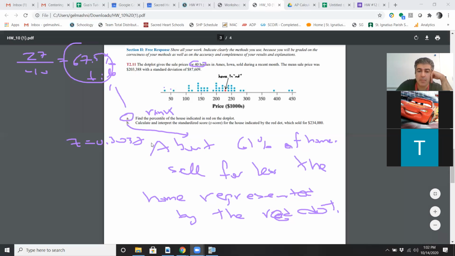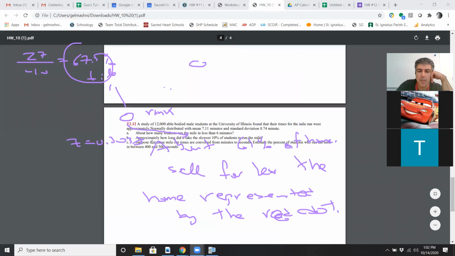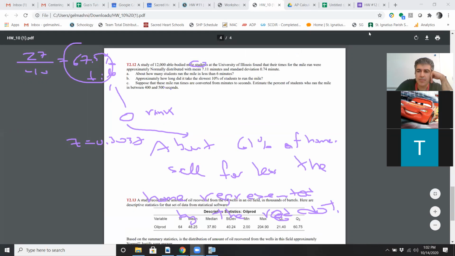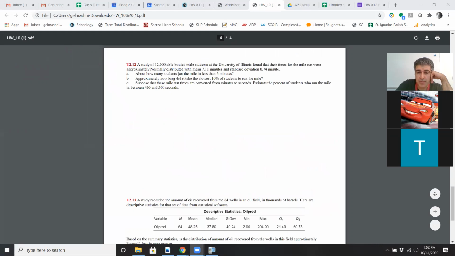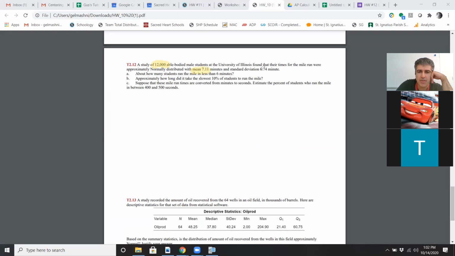All right, any questions about 2.11? Nope. Okay. So look at 2.12, and I think now I'll probably have you guys try it, and then we'll share our results. So we do have normal distribution. You do have the mean. So let's get a highlighter out. You have 12,000 people. You have a mean of this, a standard deviation of this. So how many students ran the mile in less than 6 minutes? So again, you will need to calculate the z-score. There's a question in the chat. No worries, take your time. So for part A, you will need to find the z-score.